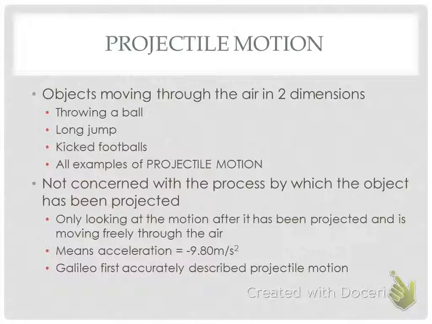Galileo was the first one to accurately describe projectile motion. He was the first one to tell us that horizontal and vertical components behave separately from each other. One does not depend on the other. So how fast an object is traveling horizontally has no effect on its gravitational acceleration, or its acceleration due to gravity.